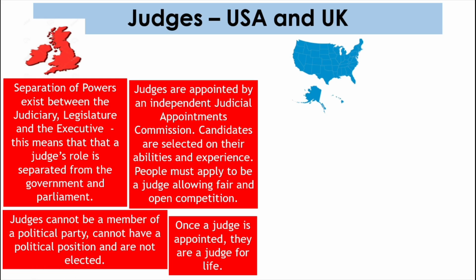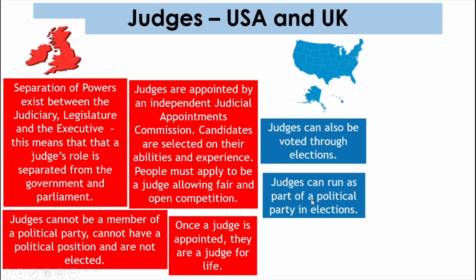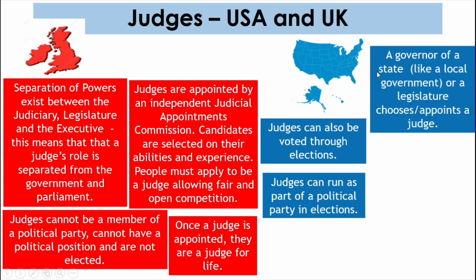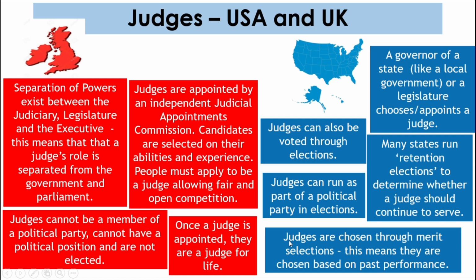This system of appointing judges differs to the USA. In the USA, judges can also be voted through elections. Judges can run as part of a political party in elections. In addition, in the USA, a governor of a state or a legislator chooses or appoints a judge. A governor of a state would be similar to a local councillor. Furthermore, in many states in the USA, they run retention elections. These determine whether a judge should continue to serve. Finally, in the USA, judges are chosen through merit selections. This means that they are chosen based on past performance.